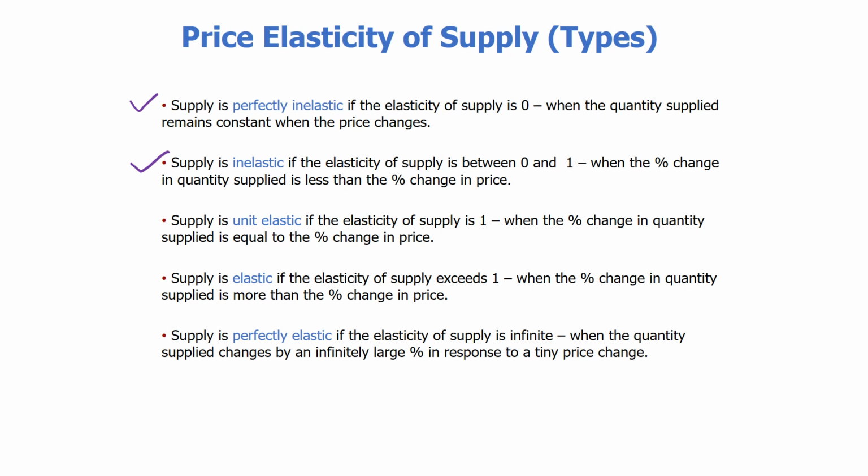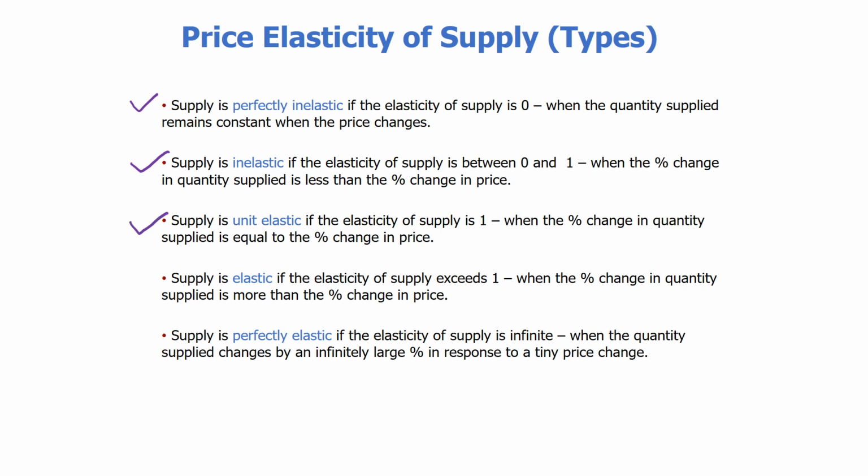Supply is unit elastic if the elasticity of supply is 1. So the percentage change in quantity supplied is equal to the percentage change in price. Everything balances out. Change the price, and quantity supplied changes by exactly the same proportion. So your elasticity of supply is 1, and we call that unit elasticity.